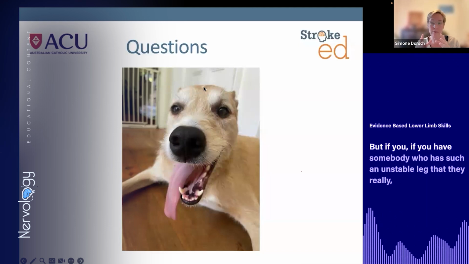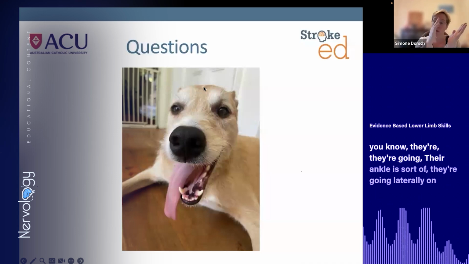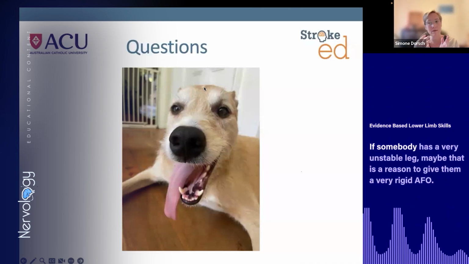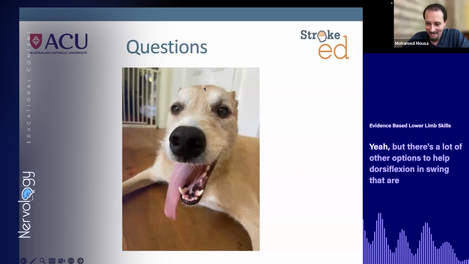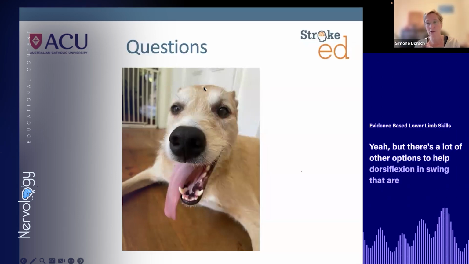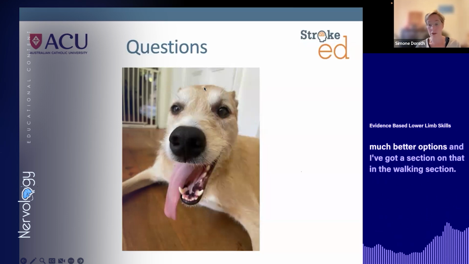But if you have somebody who has such an unstable leg that they're going laterally on their ankle, if somebody has a very unstable leg, maybe that is a reason to give them a very rigid AFO. There is no other option. Yeah, but there are a lot of other options to help dorsiflexion in swing that are much better options. And I've got a section on that in the walking section.